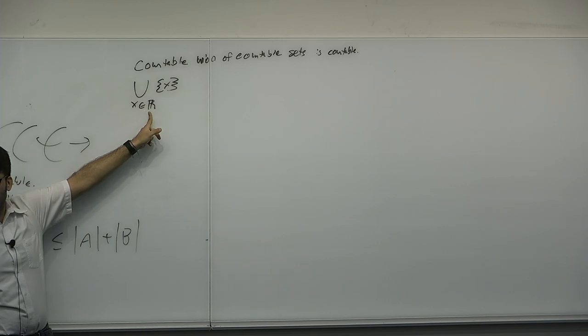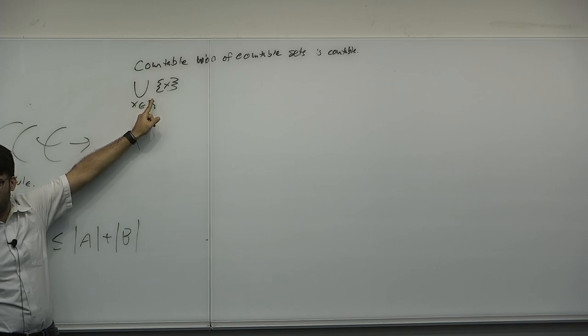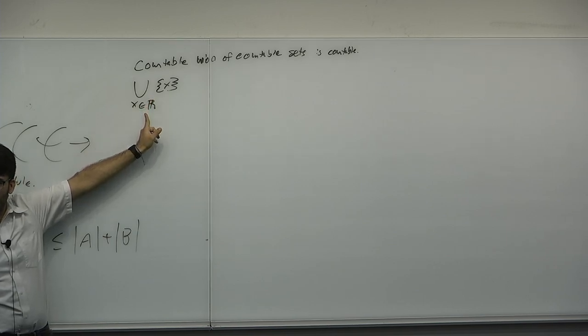If you index this way, the union, what is this? Each set is a singleton, so each set is countable. It's finite, even. Excuse me, it's countable. So we have an uncountable union of countable sets. What is this equal to?